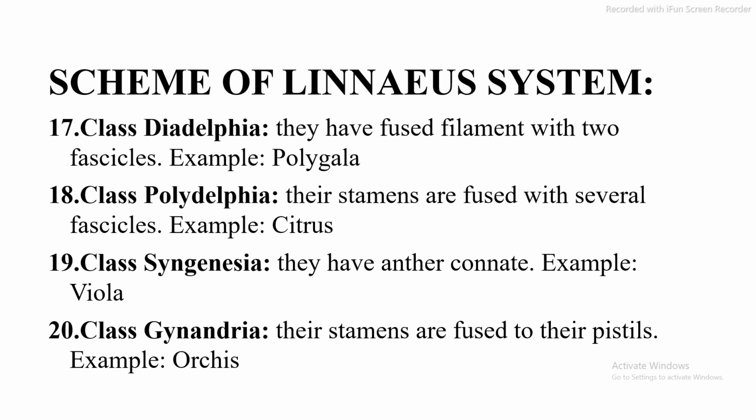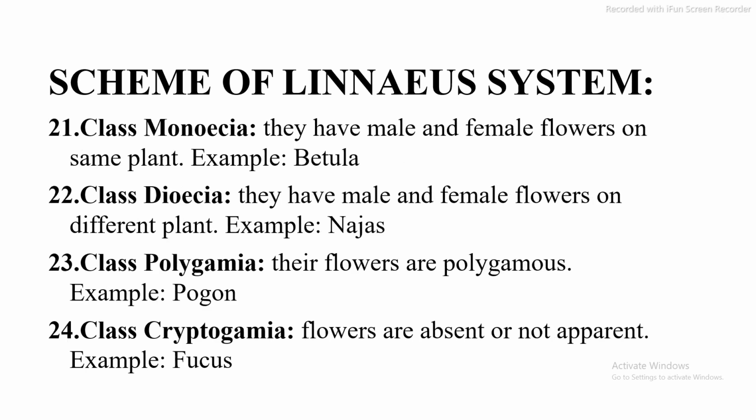Class Syngenesia. They have the anthers connate. The example is Viola. Class Gynandria. Their stamens are fused to their pistils. The example is Orchis. Next class is Monoecia. They have male and female flowers on the same plant. Example is Betula.